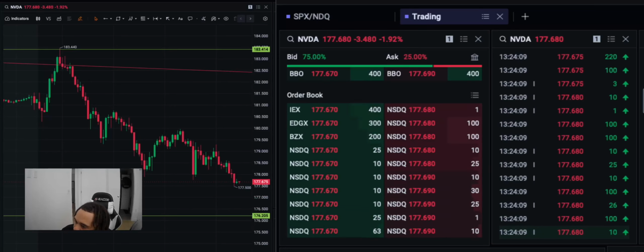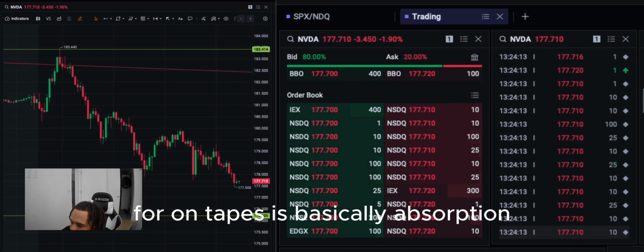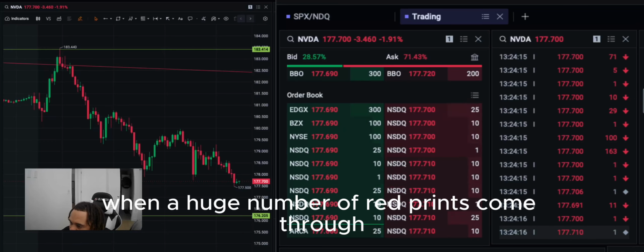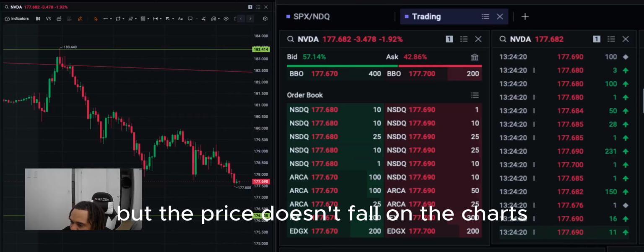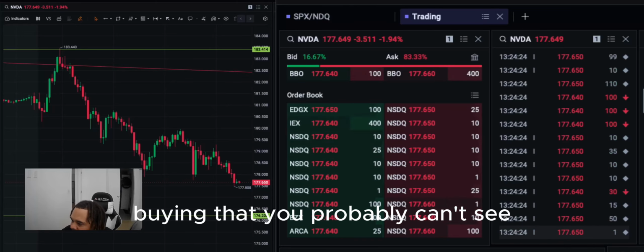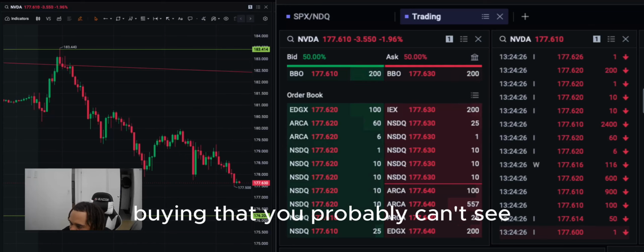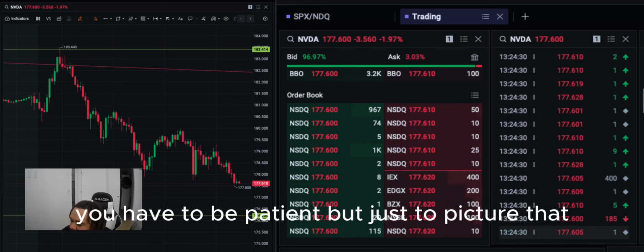Okay. Another thing pros watch for on tapes is absorption. This means when a huge number of red prints come through, lots of selling is hitting the bid, but the price doesn't fall on the charts. That means they're hitting buying that you probably can't see, and the market is just holding. So usually when you see that happen, you have to be patient.